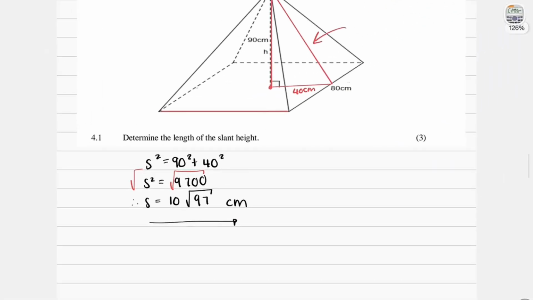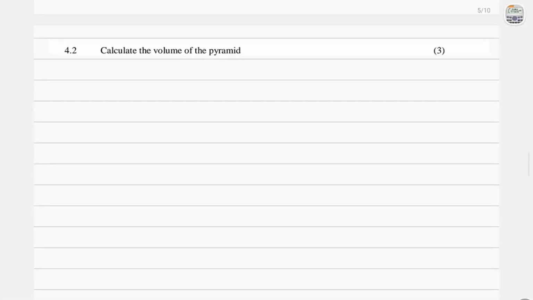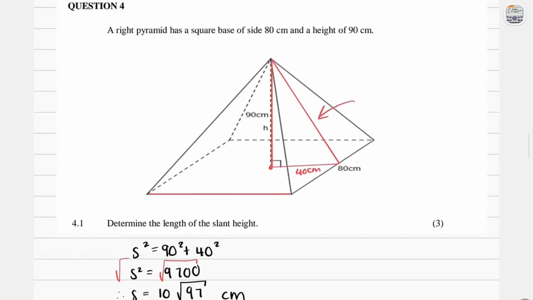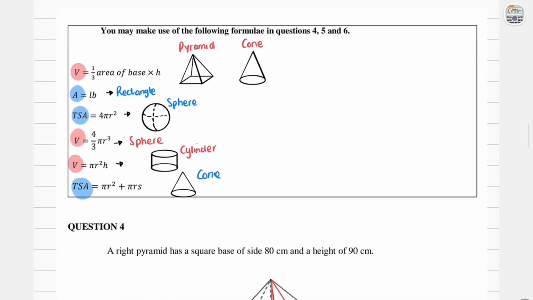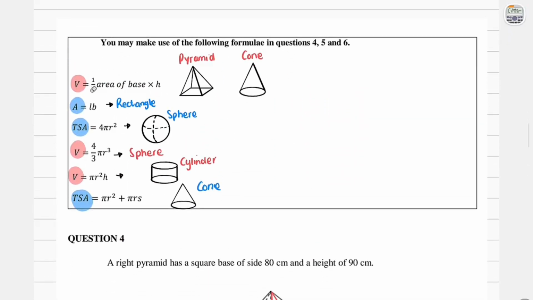Moving on to the next question. The next question, 4.2, says, calculate the volume of the pyramid. You see that from the shapes that we looked at, the volume of the pyramid is this. So let's go ahead and take that.